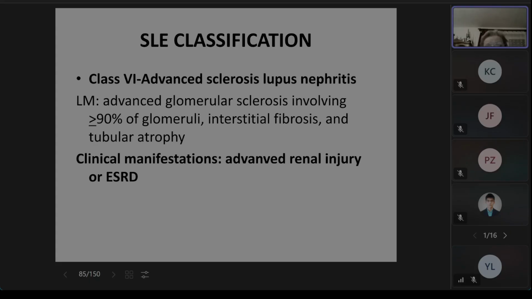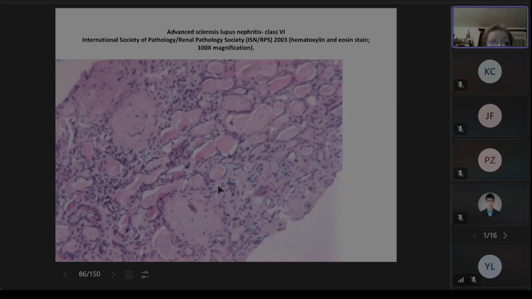Clinically, we can observe people with very advanced chronic kidney disease with a GFR usually less than 15 milliliters, or even end-stage renal disease. And on this slide, you can see that there are no glomeruli because all of them are completely sclerosed. There are no proper glomeruli.